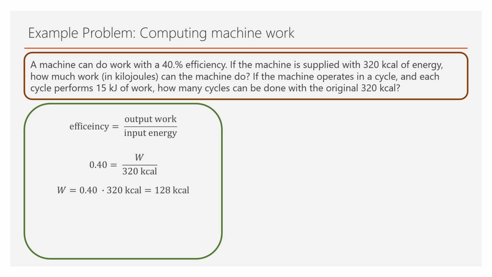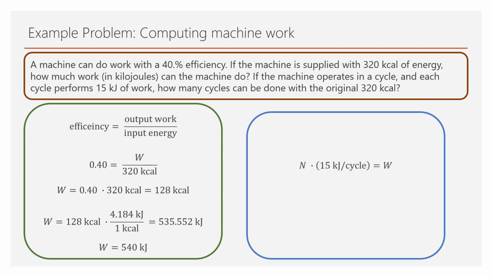Now we need to convert this to kilojoules. To do this, you have to know that 1 kilocalorie is equal to 4.184 kilojoules. After the unit conversion, we get that the work done is 535.552 kilojoules. If you look at the original problem statement, all of the numbers involved only have two significant figures, and so there can only be two significant figures in this result. And that is that the work done is 540 kilojoules.